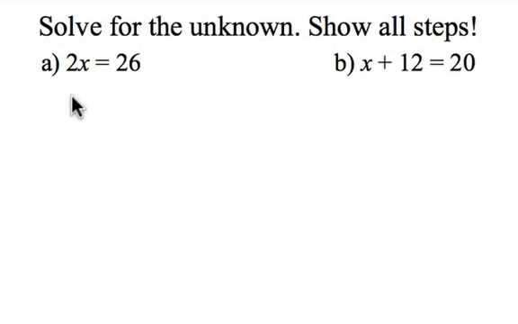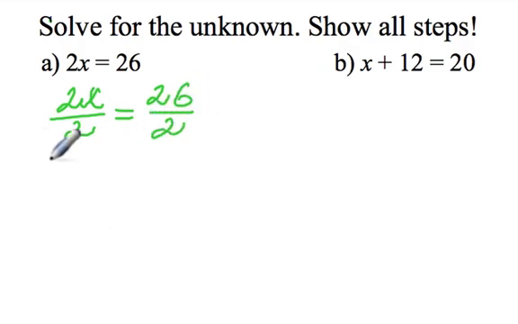2x equals 26. Here x is multiplied by 2, so the opposite operation would be division. We will divide both sides by 2. Remember that whatever you do to one side of the equation, you have to do to the other side of the equation. 2 divided by 2 is 1, which leaves x on the left side. 26 divided by 2 is 13. You can mentally check your answer by checking whether 2 times 13 does indeed equal 26.